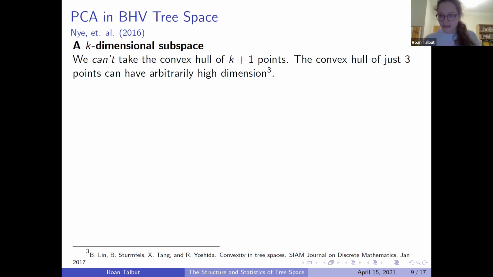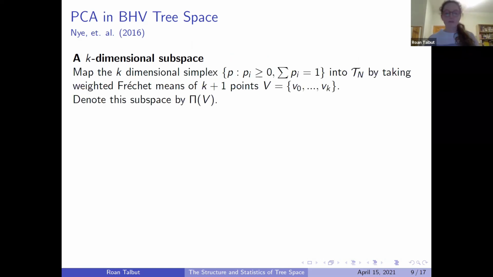So what we're going to do instead is we're basically going to just do the first step of taking the convex hull, which is this process of taking weighted Fréchet means. And luckily these means are unique. So what we've got is a well-defined map that goes from the k-dimensional simplex.